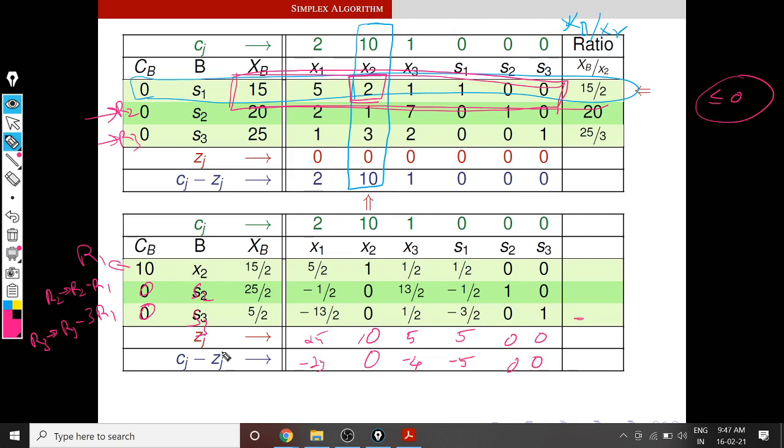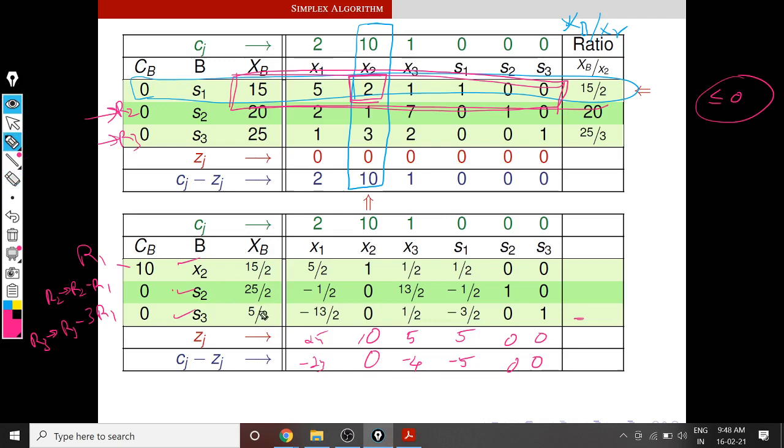Whatever be the basic variables, these values are always 0. The Cj minus Zj is 0. In this iteration, x2, s2 and s3 are basic. It is clear that the Cj minus Zj corresponding to the basic variables are 0. They are always 0.